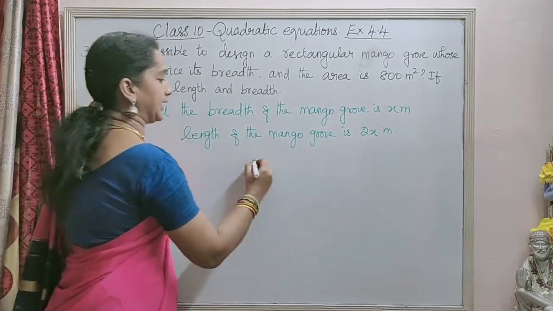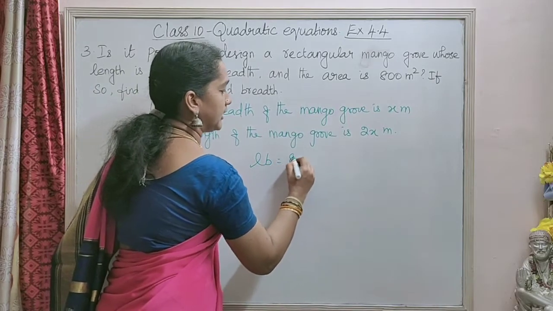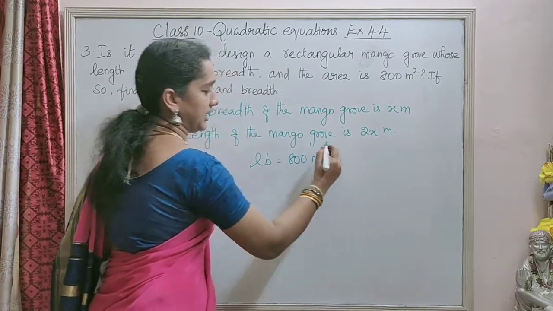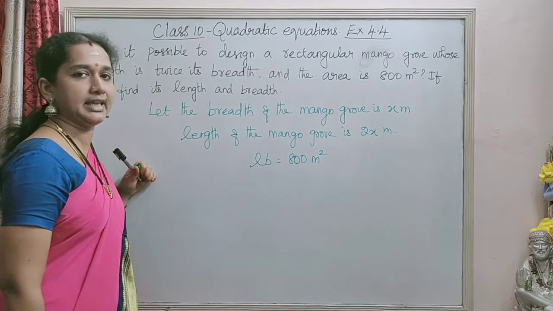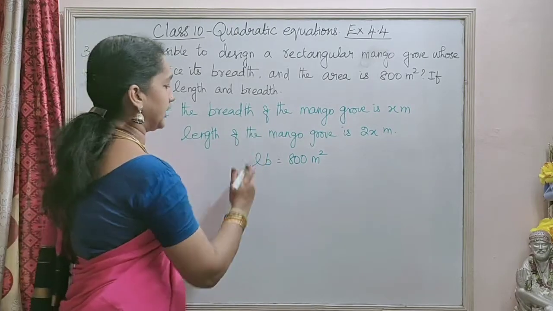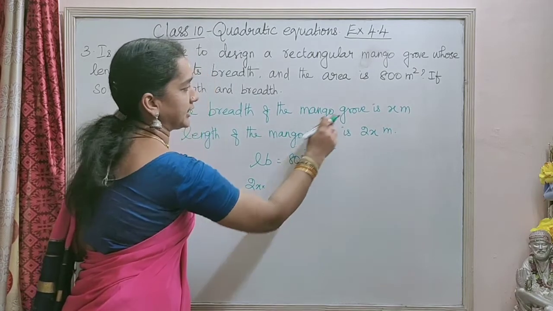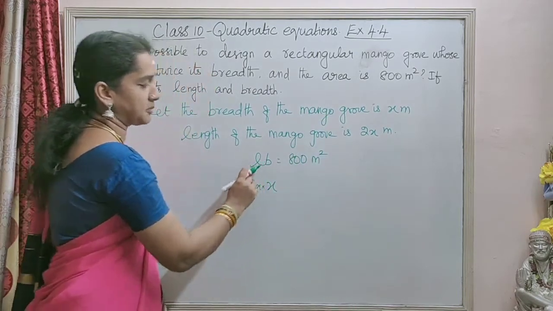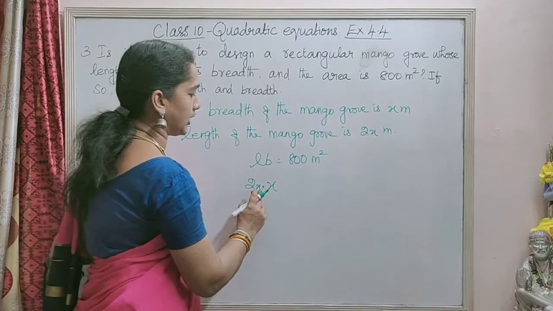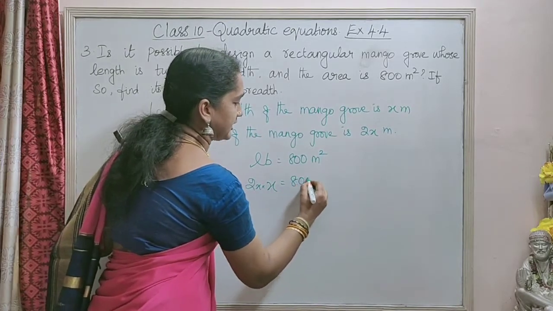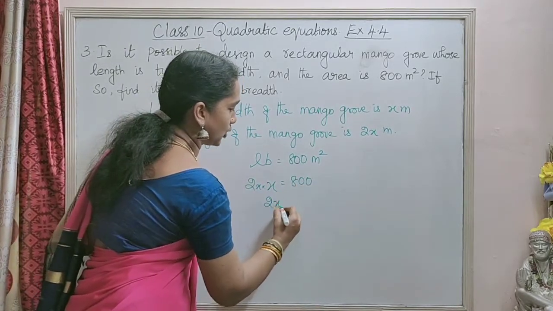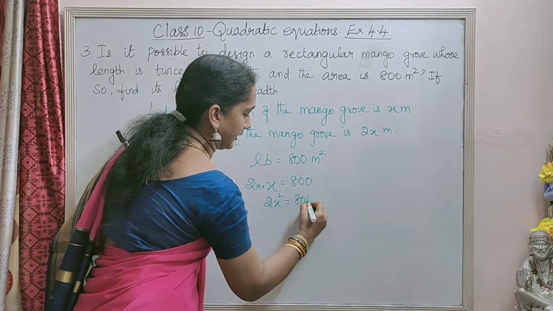It is given that area of the rectangle. So, area of the rectangle is LB. LB is given as 800 meters square. That is, LB is the area of the rectangle. So, here we have taken the length as 2x and breadth as x. So, when we substitute these L and B values here, 2x into x, we will get it as 800. So, that is 2x squared is equal to 800.